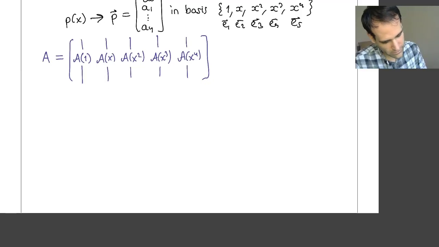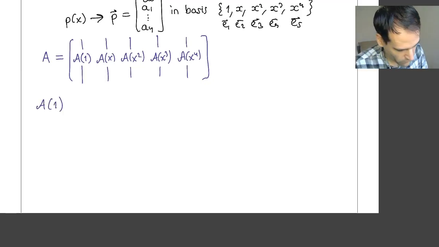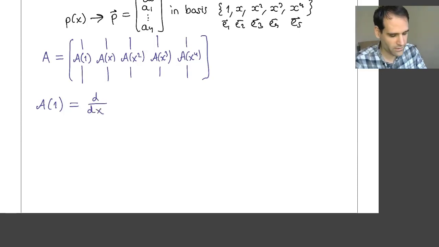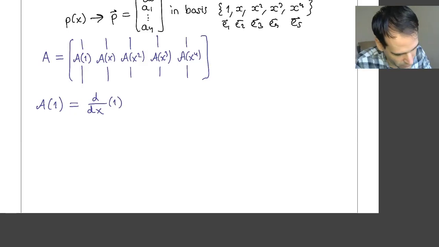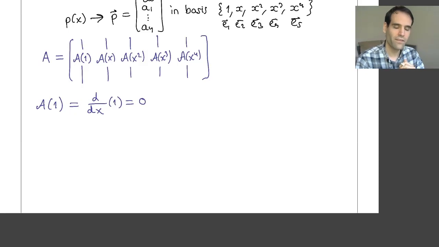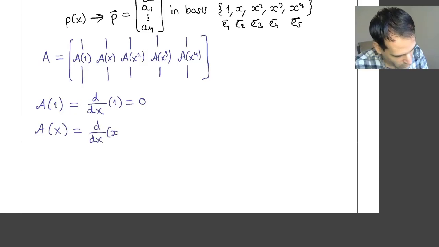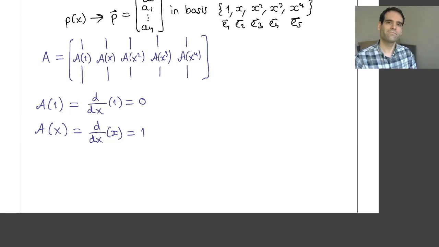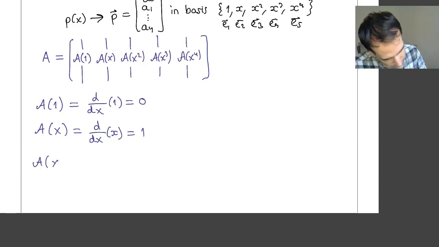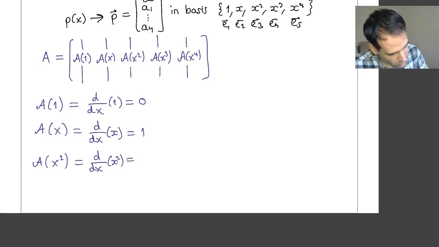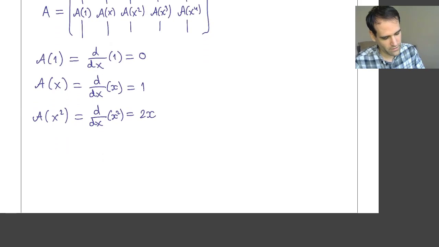So what's the transformation of 1? So this means what is the derivative? So remember, our transformation is simply the derivative. So what's the derivative of our basis vector 1? It's 0. Yeah. Now what's the A of x? So that will be the derivative of x. And what's the derivative of x? It's 1. What's the transformation applied to x squared? The derivative of x squared equals 2x, and so on.